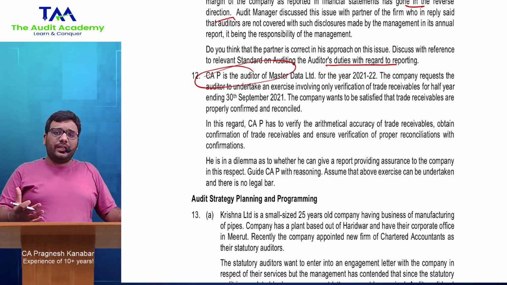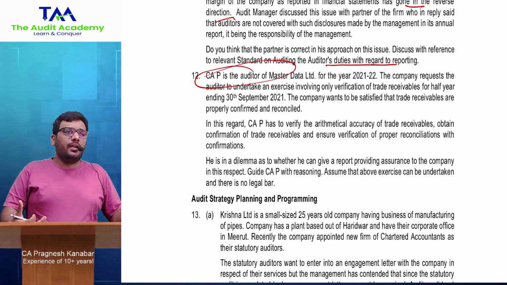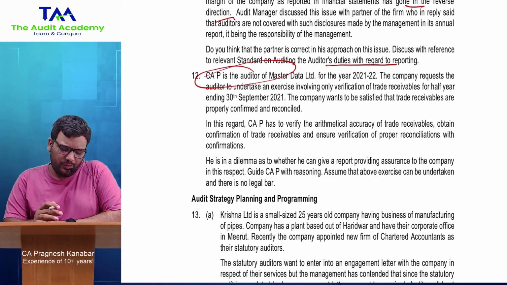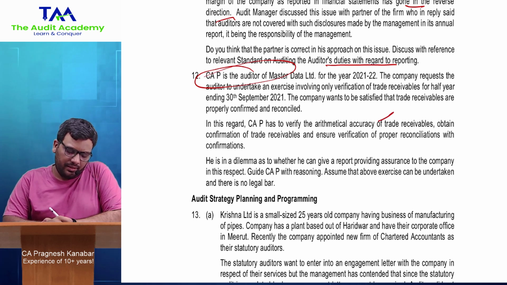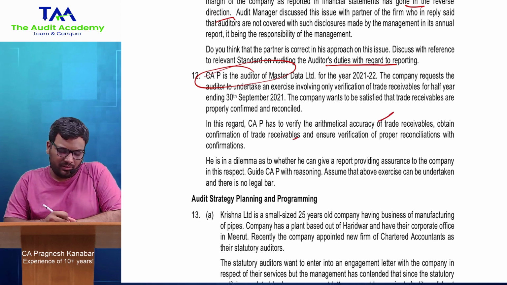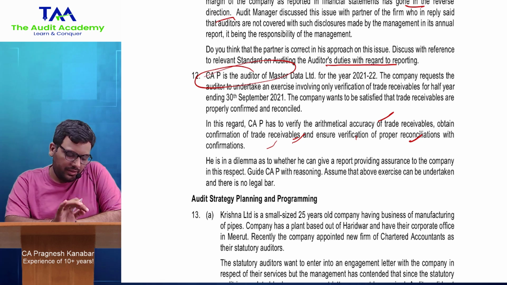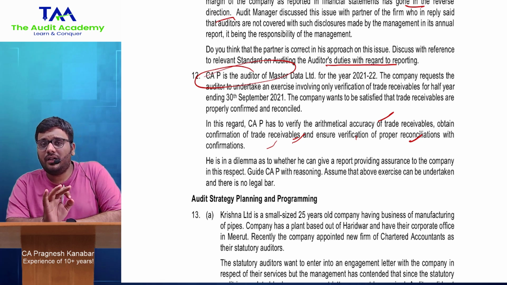They don't want you to check and comment upon whether the presentation is true and fair and so on. No, they just want you to see the arithmetical accuracy. It's more like clerical work. Take confirmation and ensure that there is a reconciliation with the confirmation. That's it. Now over here, you are just agreeing to do some procedures which your client has asked you to do.